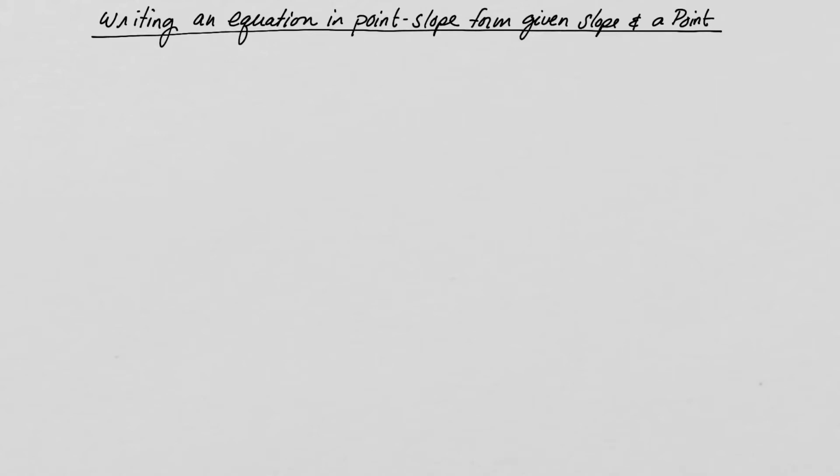In this video, we're going to look at a different way to write the equation of a line. And this is what's called point slope form. So in point slope form for the equation of the line, it is y minus y1 equals m times x minus x1.